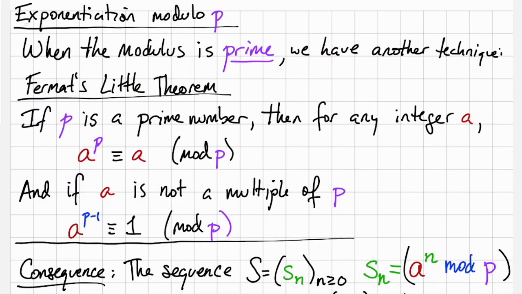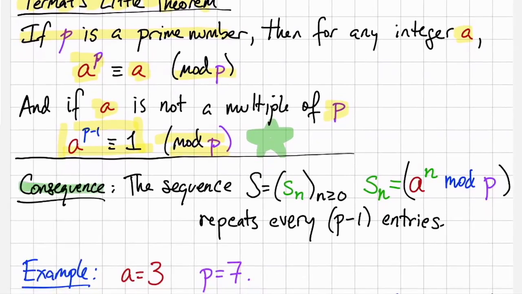Let's talk about another exponentiation technique that applies when the modulus is a prime number. This is called Fermat's little theorem, and it says that if p is a prime number, then for any integer a, a to the p is equivalent to a mod p. Furthermore, when a is not a multiple of p, then a to the p minus 1 is congruent to 1 mod p. And we already know that when an exponent is 1, that can be very helpful for simplifying product calculations. So what does this theorem mean? It means that the sequence a to the n mod p repeats every p minus 1 entries.